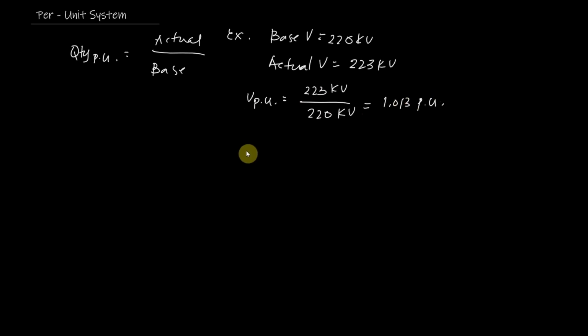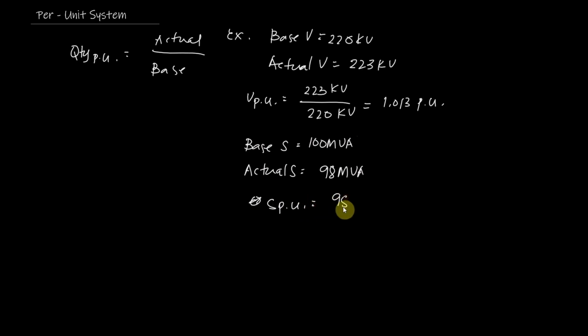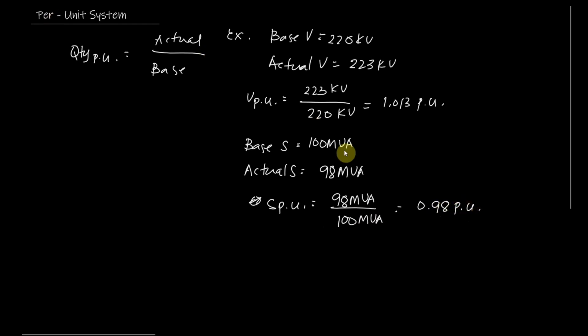Okay? So, another example, halimbawa, meron tayong base power which is equal to 100 MVA, and then meron tayong actual power which is 98 MVA. So, ang ating S per unit is equal to 98 MVA divided by 100 MVA, which is equal to 0.98 per unit. So makikita natin na ang ating per unit is hindi lang laging less than 1. Pwede itong maging more than 1 depende rin sa ating actual quantity.